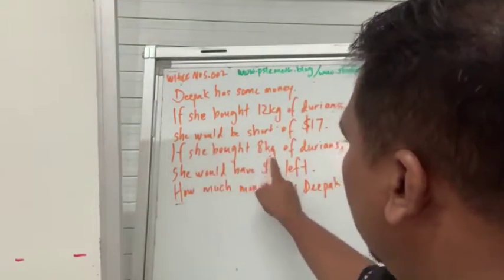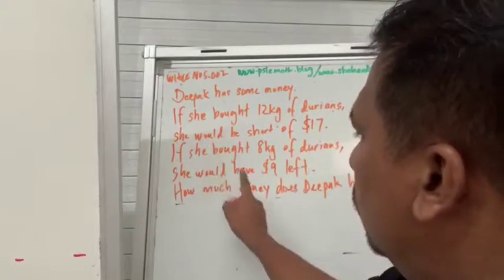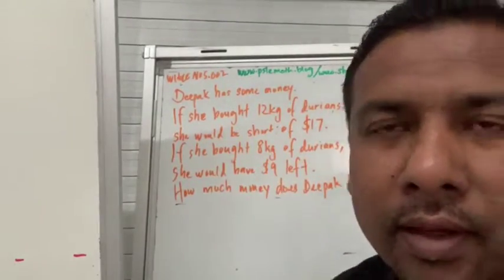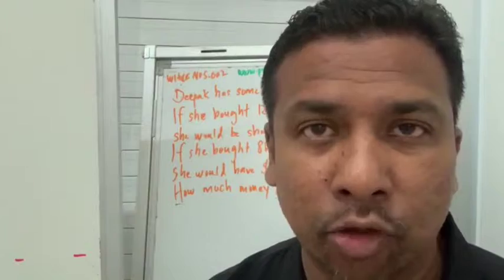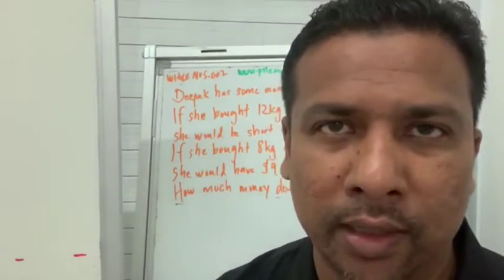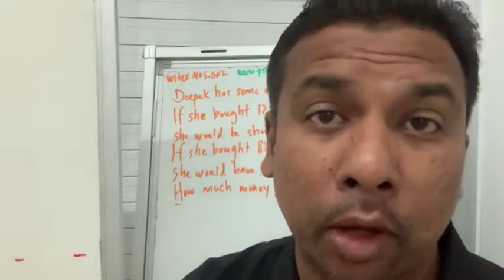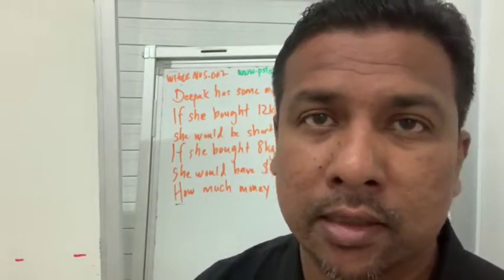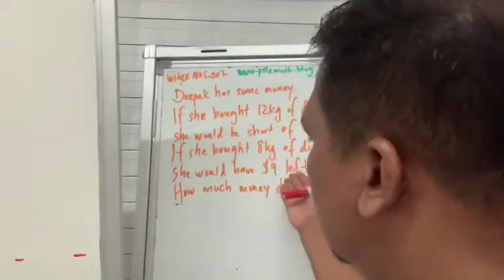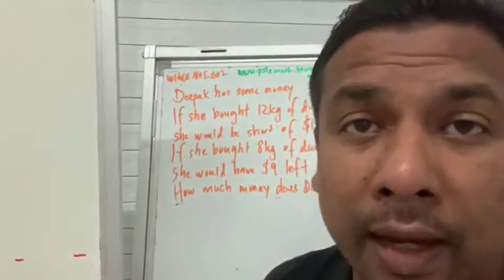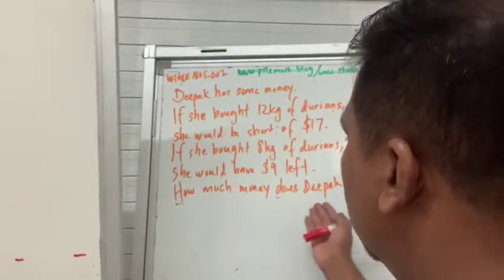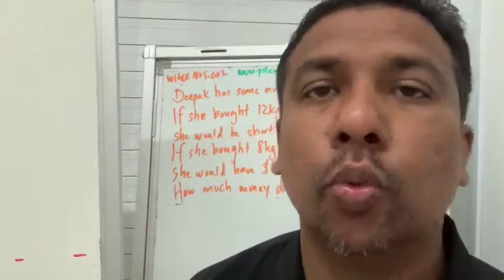If she bought 8 kg of durians, she would have $9 left. That means she has enough money to buy 8 kg of durians, and there would be some remainder to the amount of money she has. How much is it? It's $9. And we are supposed to find out how much money Deepak has. So what do we do?